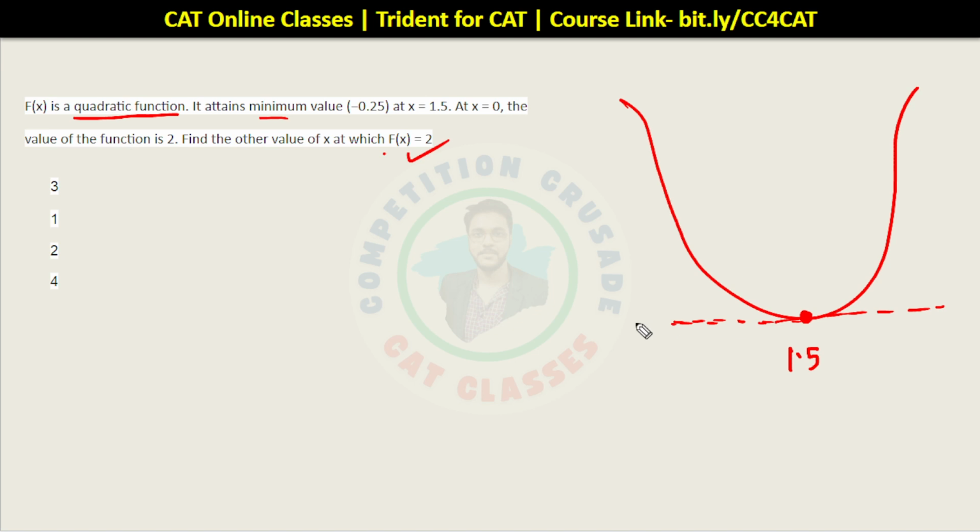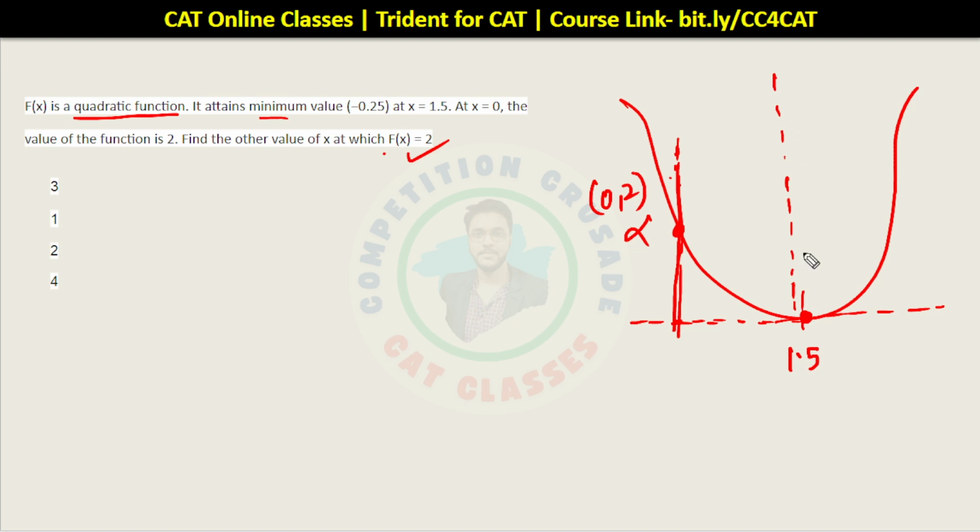Now it also says that at x equals 0 the value of the function is 2. What does this mean? Typically you'll have two roots. At x equals 0, this is the first value, so at this point you will find one root, you can call it alpha, and the coordinate of alpha will be (0, 2). Now I have already told you in the foundation algebra class that the graph is always symmetrical about this line.